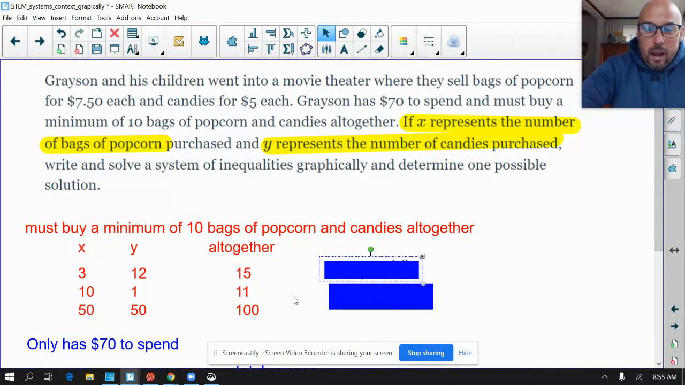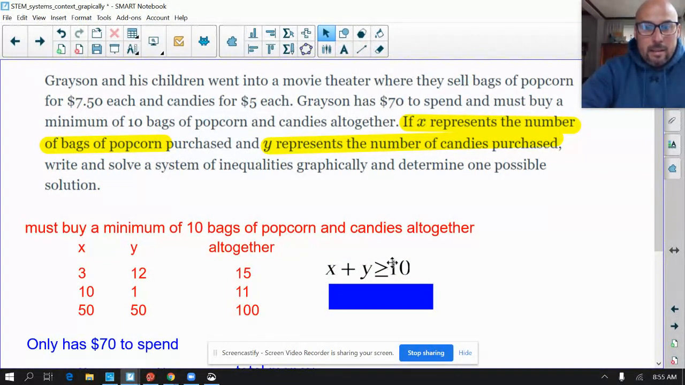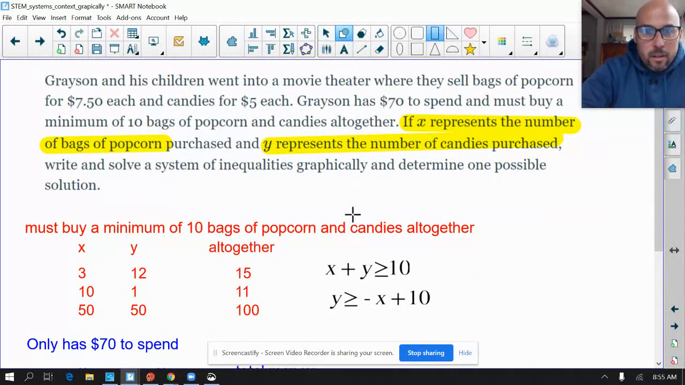No. So X plus Y has to be at least 10, greater than or equal to 10. All the bags of popcorn plus all the bags of candy has to be bigger than or equal to 10. And we're going to graph this. So we solve for Y, you subtract X, and this is one thing. We're halfway there. This is one thing that we're going to graph and give a solution.